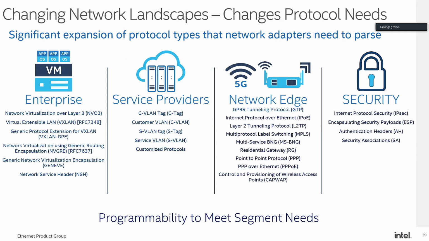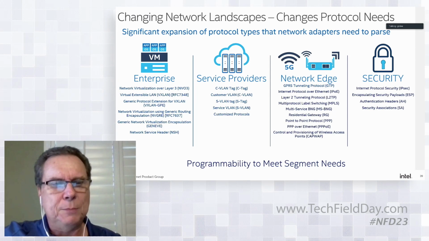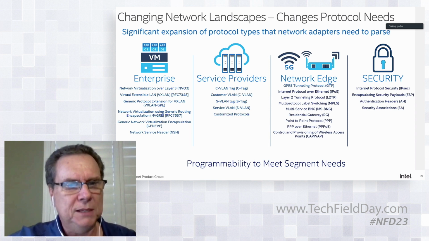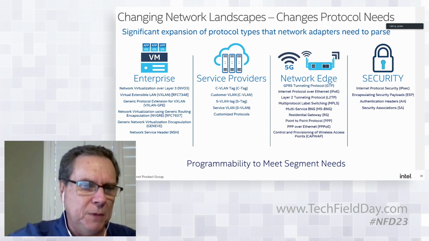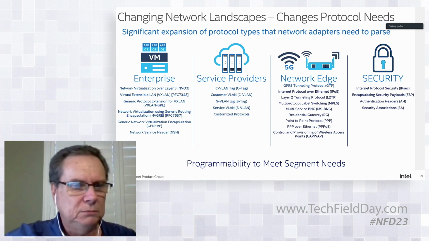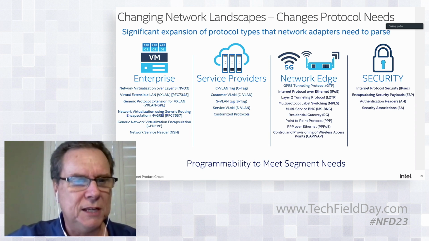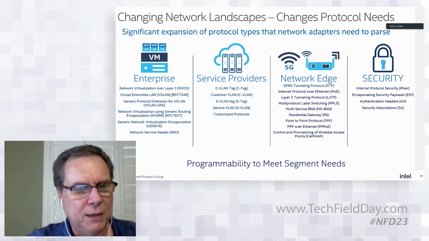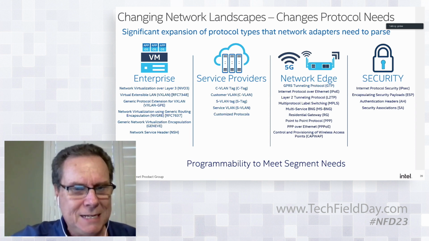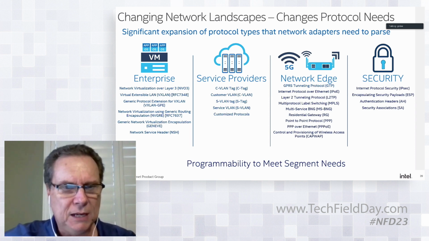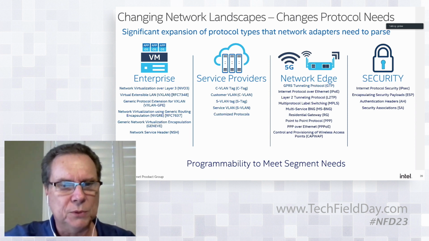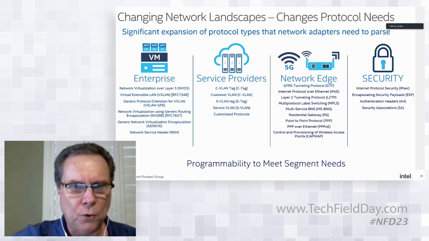So the reason for DDP is the changing network landscape. As I mentioned, there are a lot of standard protocols in the enterprise, where most modern NICs will support these types of tunneling protocols for virtualized networks and data centers and so forth. The communication service providers also have a lot of tunneling-type protocols with different VLAN tags and so forth.